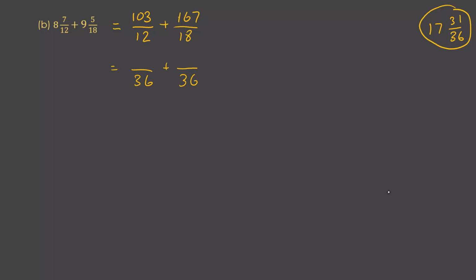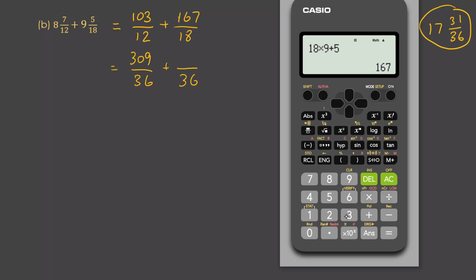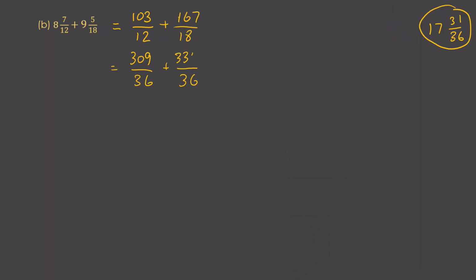That's the best one we could do. And so what have I done? I've got to do the 103, multiply that by 3. So that's going to be 309. And the 167 needs to be doubled. So it's not that difficult to do in your head, but it's 334. And then I'll add those together, so that is going to be 643 over 36.